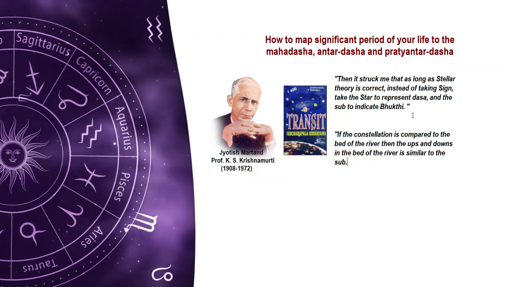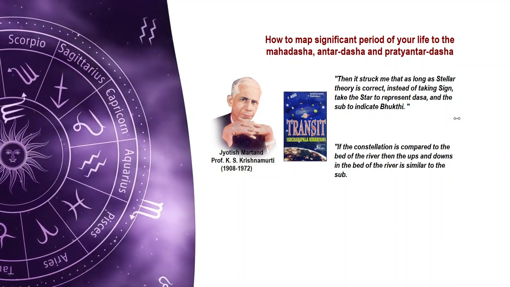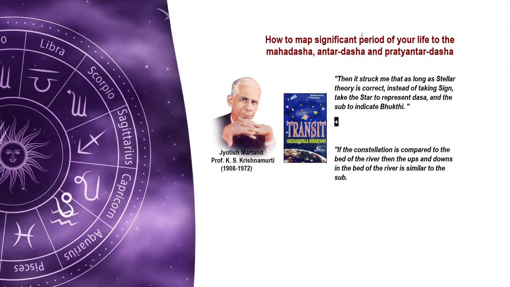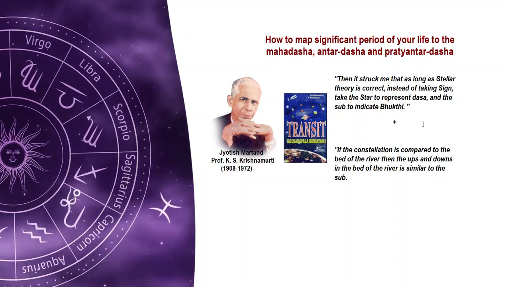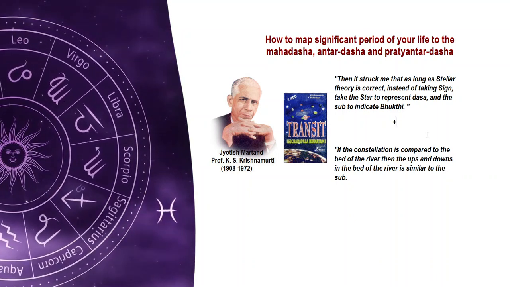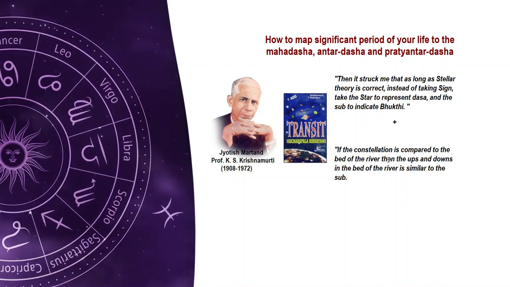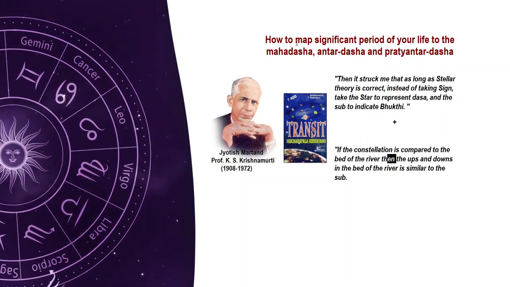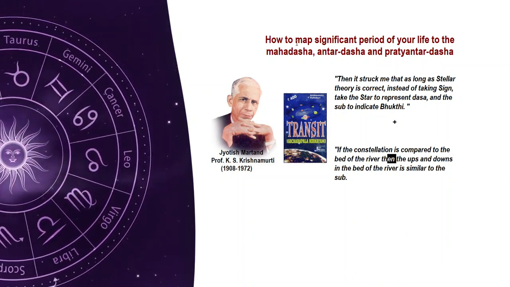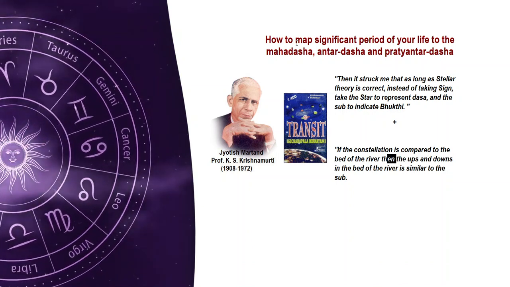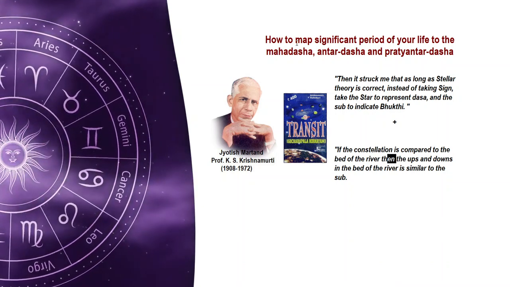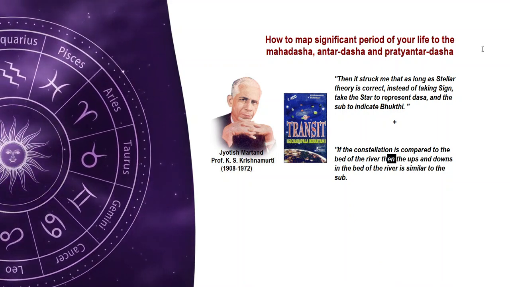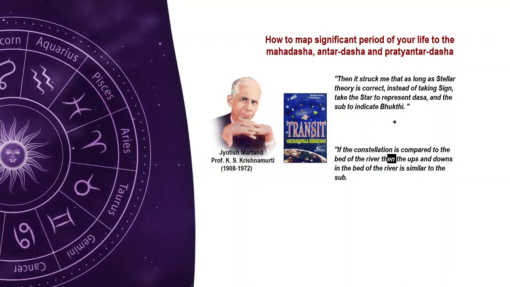So we are going to make use of both of these KP rules, and let's see how combining this with this can help us in creating a map of significant periods of a person's life that can easily be mapped to the dasha, bhukti, and antara. So this is what is all expected from the predictive side of the KP framework.